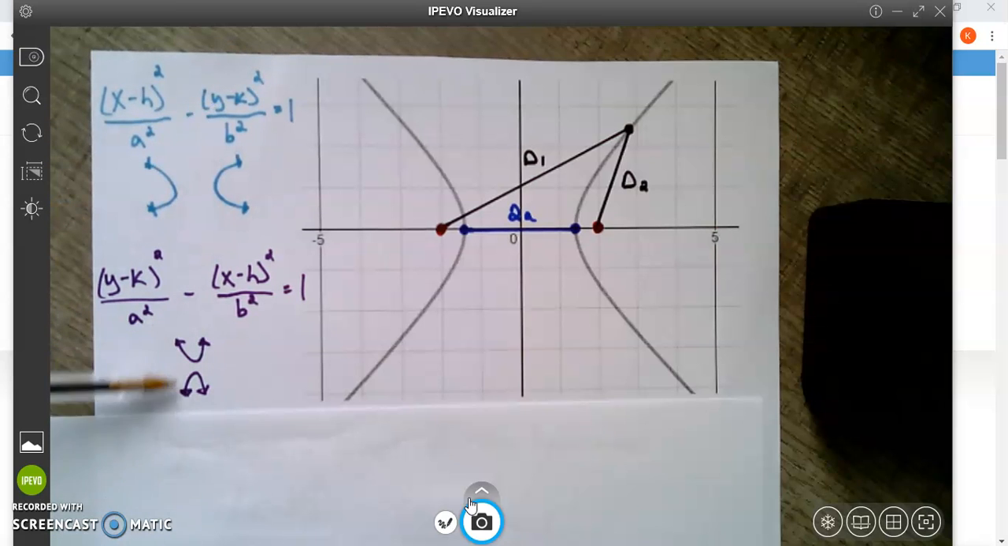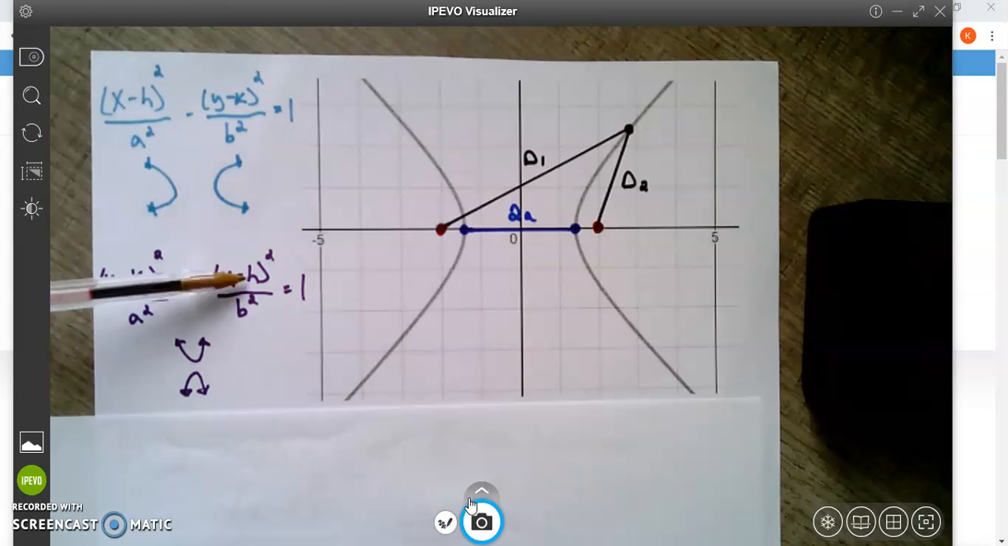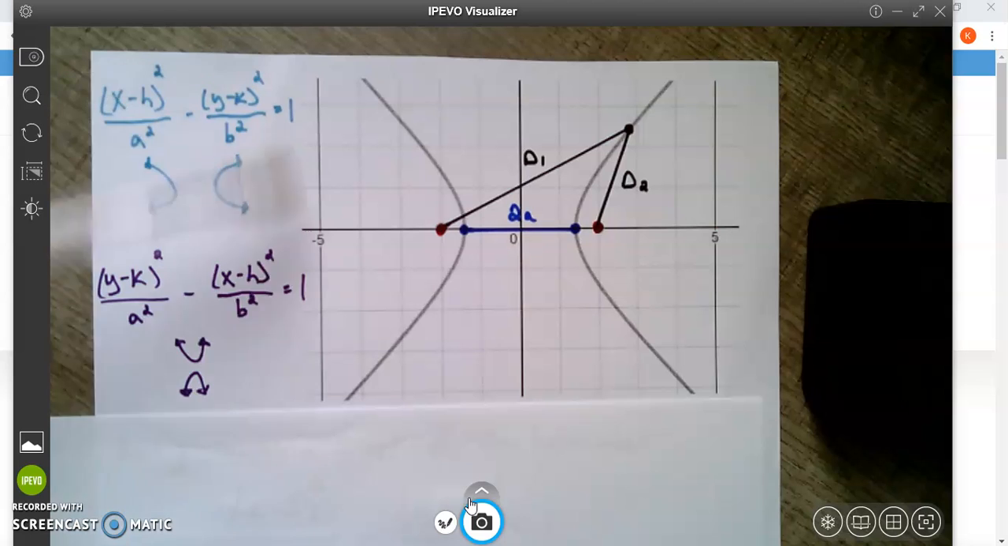For the other way, if it's a top opening hyperbola, in this case the y term will be positive. A squared still comes first. It's the x's and y's that are flip-flopping, and the h's and k's along with them. So those are our general forms. Put a little star by those in your notes. General form, standard form for hyperbola, apologies.